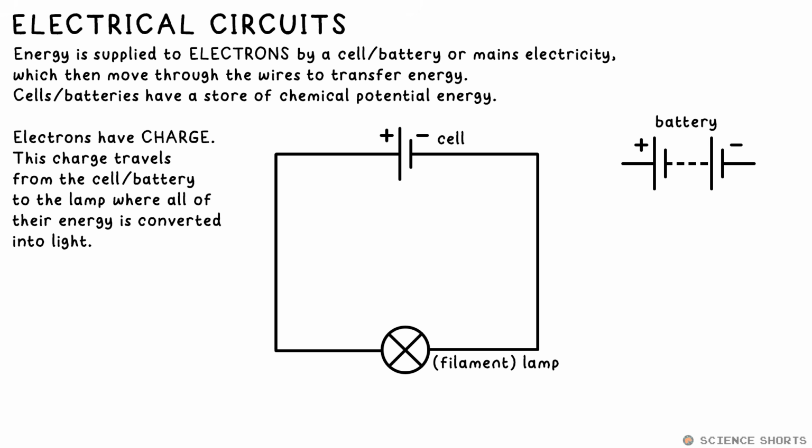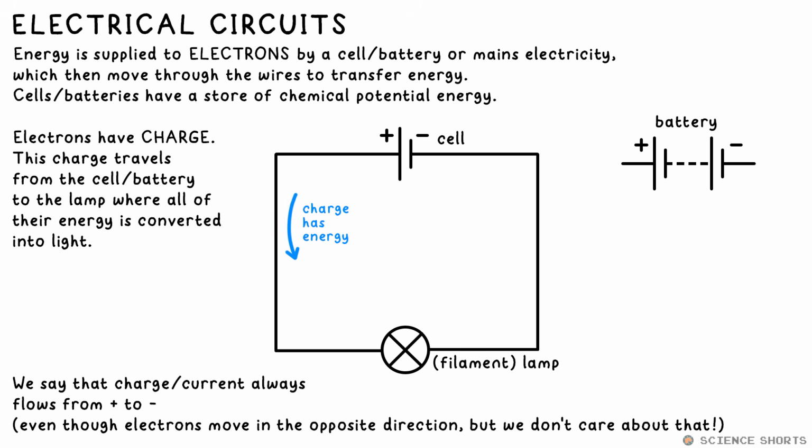The movement of this charge is called a current, and we say this current goes from the positive terminal of the battery to the negative. And you might realize that seems the wrong way round, but don't think about it too much. It's not important for GCSE. Current goes from positive to negative.